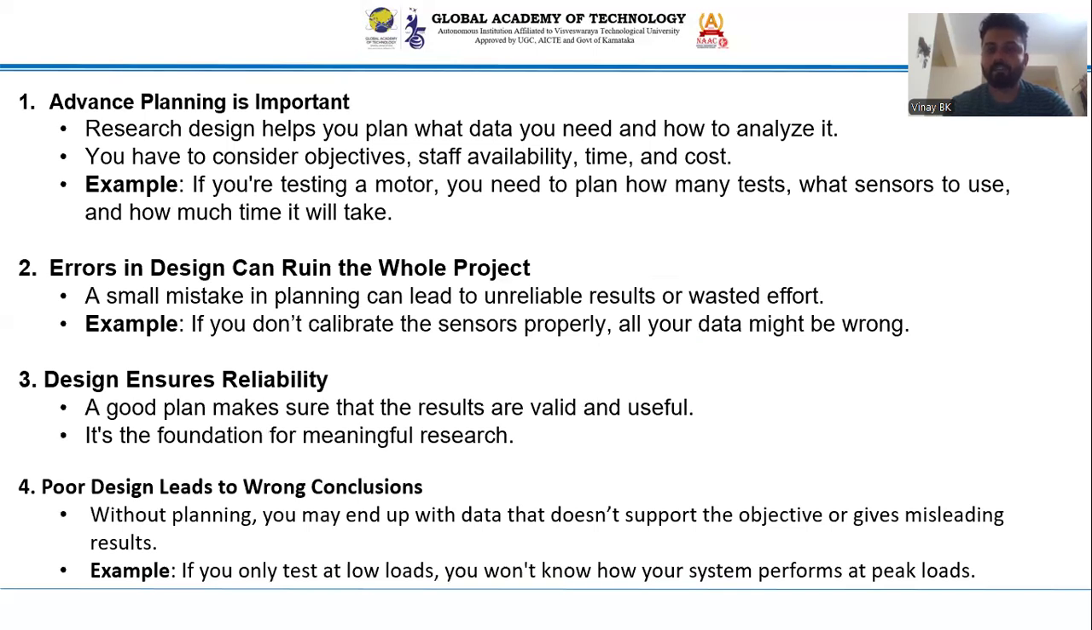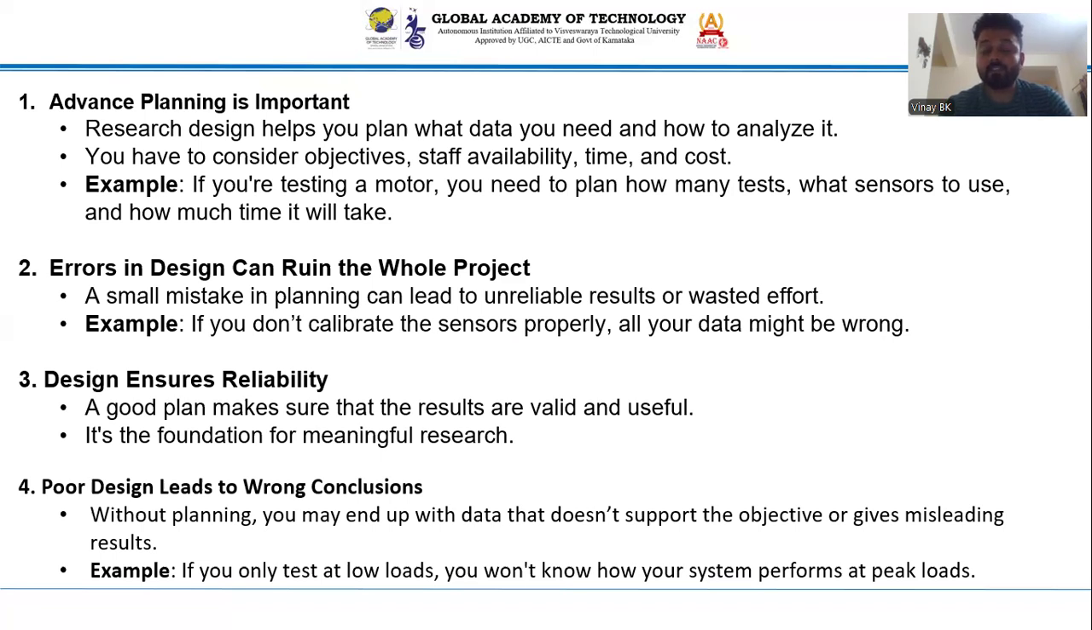The research design needs advanced planning. Advanced planning is very important. Research design helps you plan what data you need and how to analyze it. And you have to consider the objectives, staff availability, time, and cost for the discussion. For example, if you are testing a motor, you need to plan how many tests you have to do, what sensors to use, and how much time it will take to test.